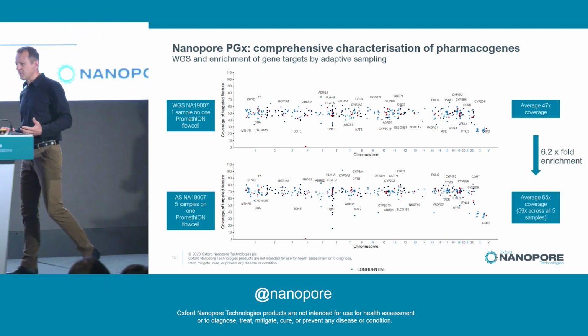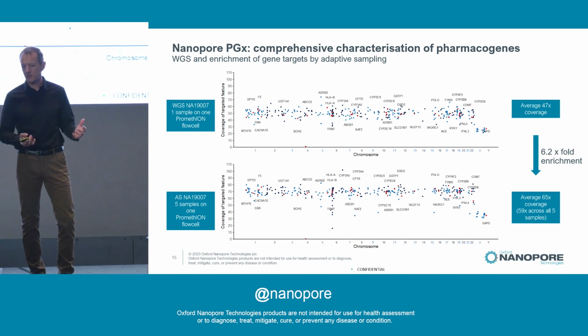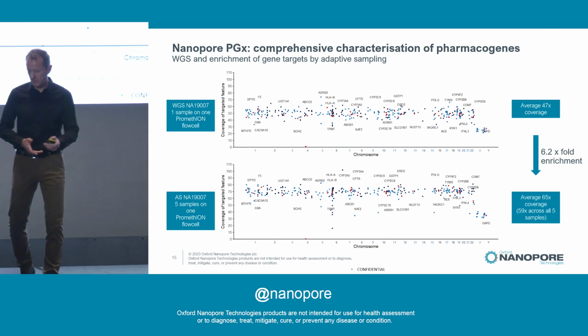And when we did adaptive sampling on this run, we got 6.2-fold enrichment of the target regions, which I suppose shows us that we could have done 6.2-fold multiplexing, but we did 5. We got more coverage than we needed, but you know, still good.